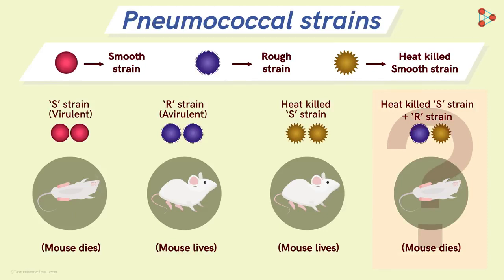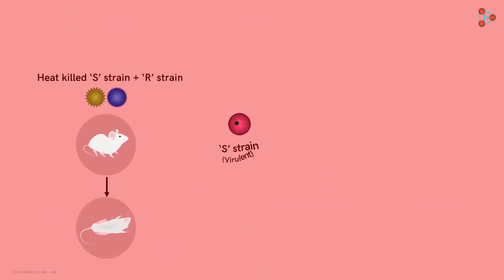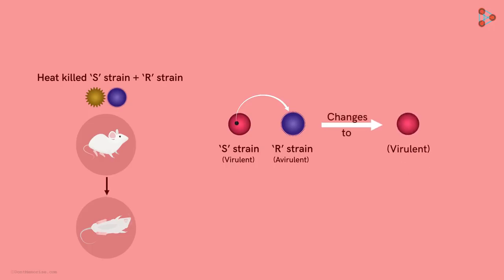And what do you think Griffith concluded? With this, he concluded that there is something from the S strain that was passed on to the R strain, resulting in it turning virulent. Also, do you know what he recovered from the body of the mouse? He recovered live S strain. Surprising, isn't it? This further confirmed that the R strain was transformed into the virulent S strain.